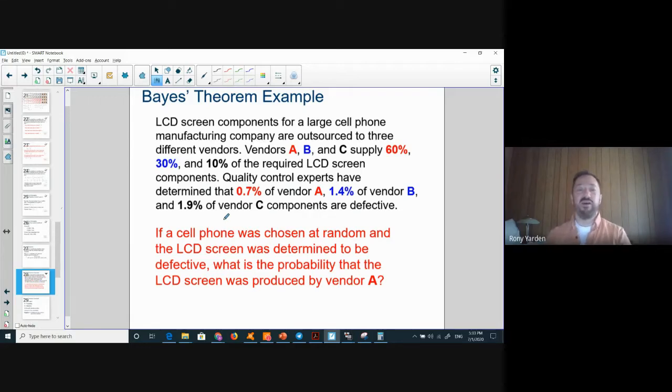Let's say that you're the cell phone manufacturing company, and you're going to assemble them, and then you're going to check. And if it's the wrong screen, you're going to replace it, throw it away, or return it to the vendor. It depends on the terms that you have with that vendor. So first question, before we even start with the probability, and the question itself, is why would a manufacturer go to B and C when they can only buy from A? So take a moment to think about it.